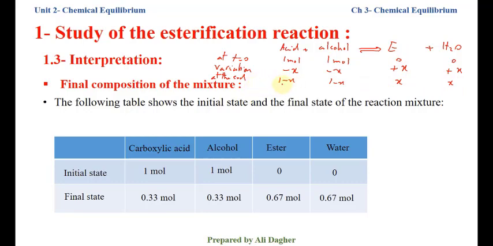Right. 1 minus X equals the number of moles of acid left, which is 0.33 at the end of the reaction at T equals 150. That means 1 minus X equals 0.33. Also 1 minus X for alcohol, 0.33. 1 minus X equals 0.33, then X equals 1 minus 0.33 equals 0.67 mole. The same for water, 0.67 mole. This is the final composition of the mixture.